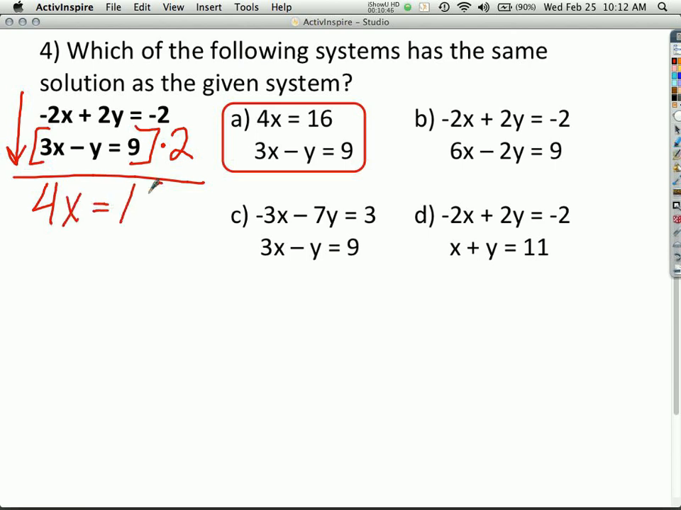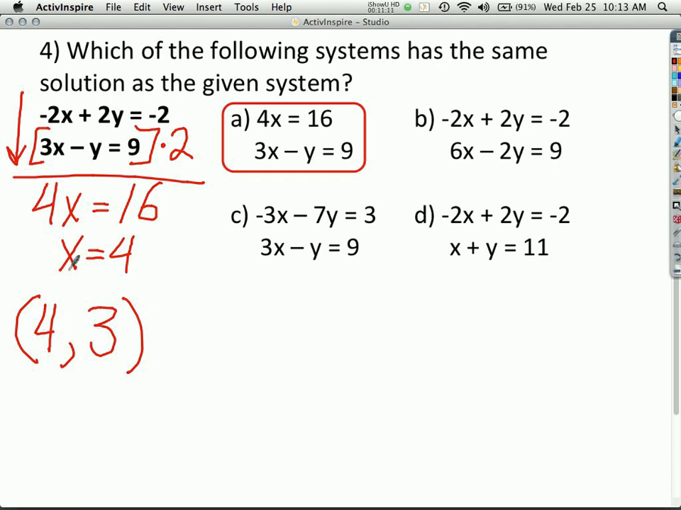4x equals 16, and so x equals 4. Beautifully done. And so you now know that the solution is 4 comma something. What did you do with the 4 to get the y value? And you got what? So the solution is 4 comma 3. That's the solution of this system.